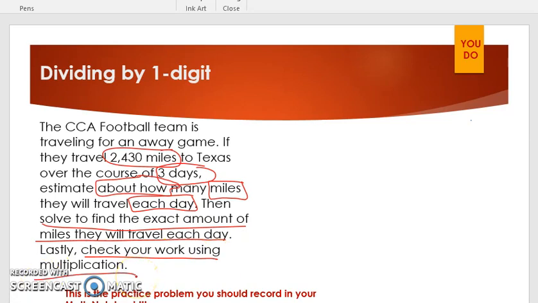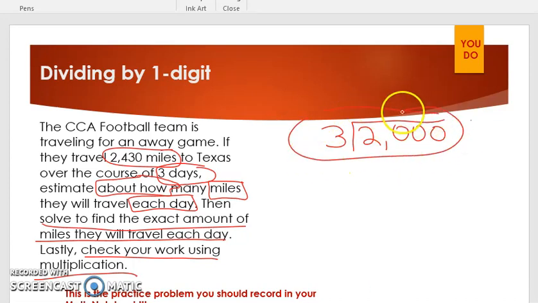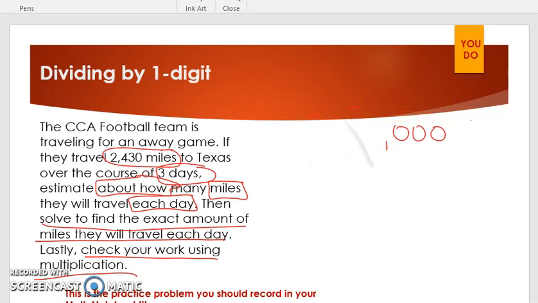Okay, so the first thing we could have done is estimated that we have about 2,000 miles to cover. And we're going to divide that out over the course of 3 days. So in order to estimate, you would need to divide 2,000 by 3, in order to arrive at your answer. Because that is a review skill, if you don't understand how to do that, please write this down in your ask so that you can ask your teacher how to solve the estimate. Move on to solving the actual number.